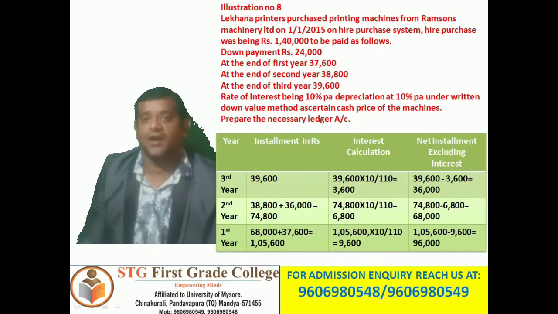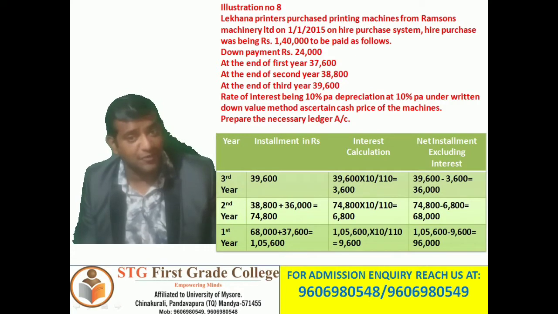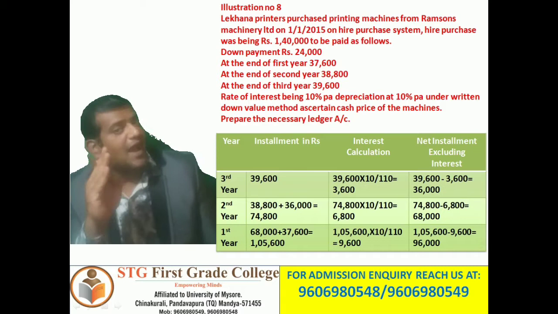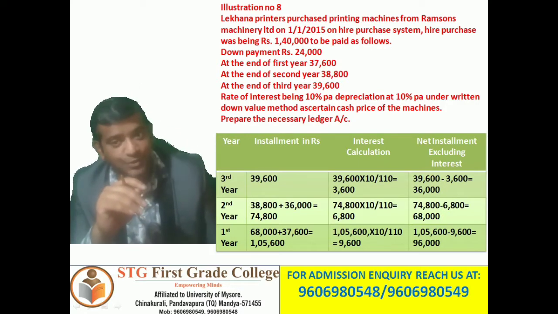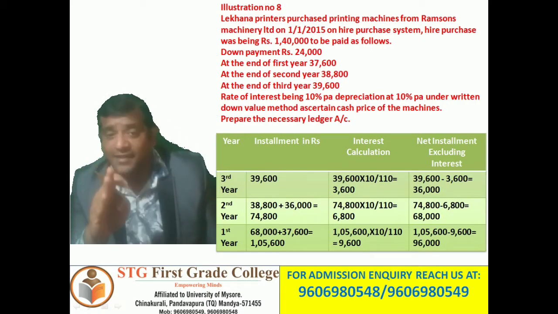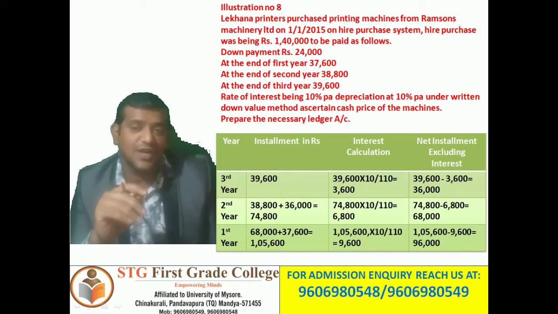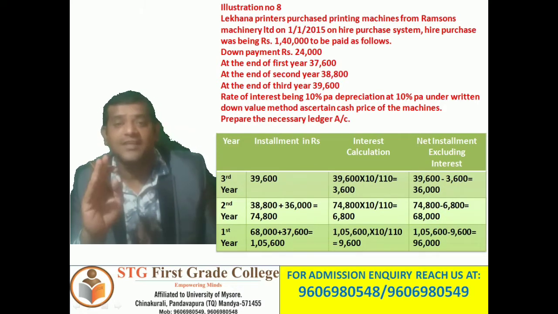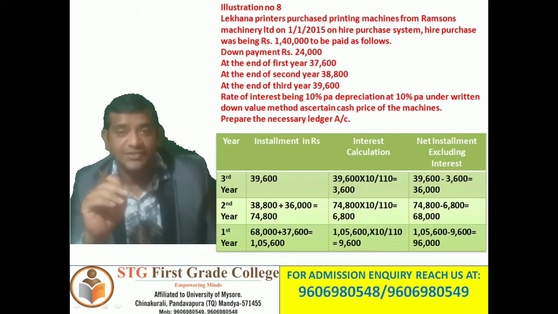Now the down payment is rupees 24,000. Then at the end of first year 37,600, at the end of second year 38,800, and at the end of third year 39,600 rupees to be payable, and the rate of interest being 10% per annum and depreciation at 10% per annum under written down value method. Ascertain the cash price of the machine and prepare the necessary ledger accounts.